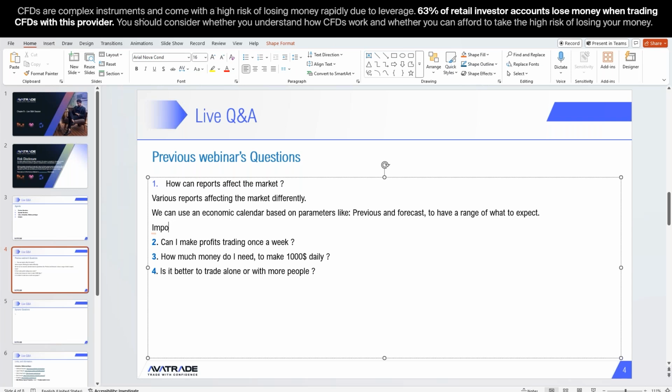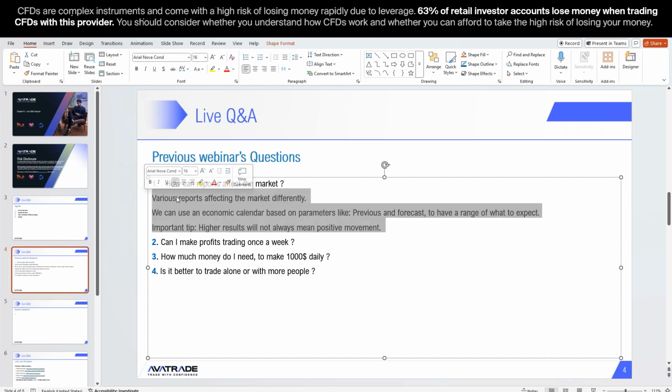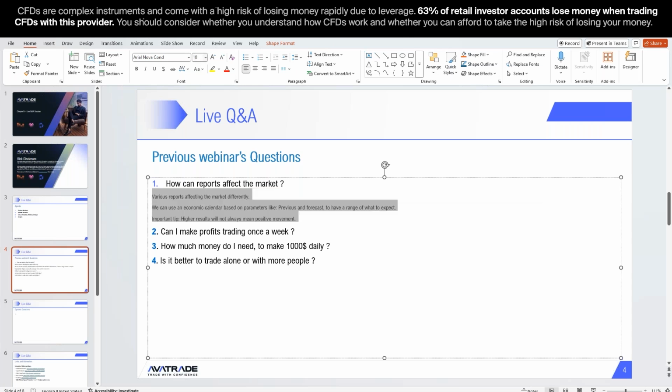Important tip, bigger, higher result will not always mean positive movement. As we have explained, that depends on what we're measuring. If we're measuring something negative and there is an increase, does that mean that the currency will move, the market will move positively? Of course not. So that depends.